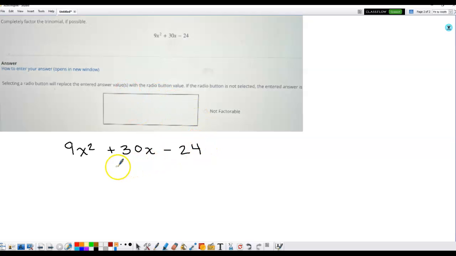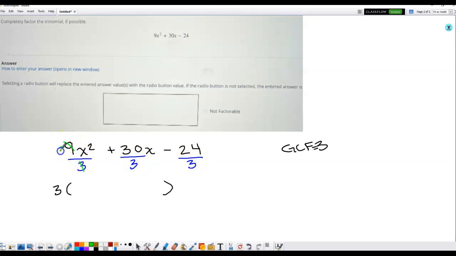Now I'm looking at the letters. There's an x squared here, an x here, good so far, but no x here. So we do have a GCF, and it's 3. So before I do anything else, I'm going to go through and divide 3 out of every one of these numbers. And the answer I get will go inside the parentheses. The GCF of 3 is outside.